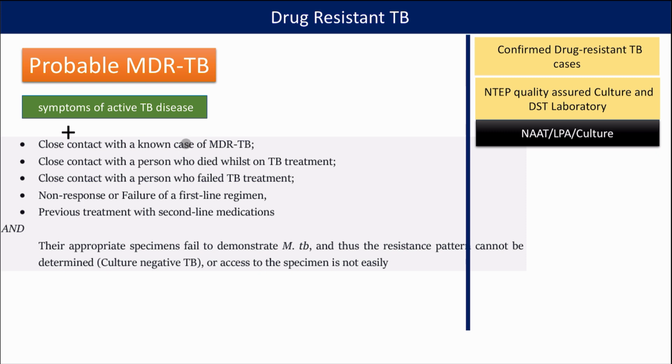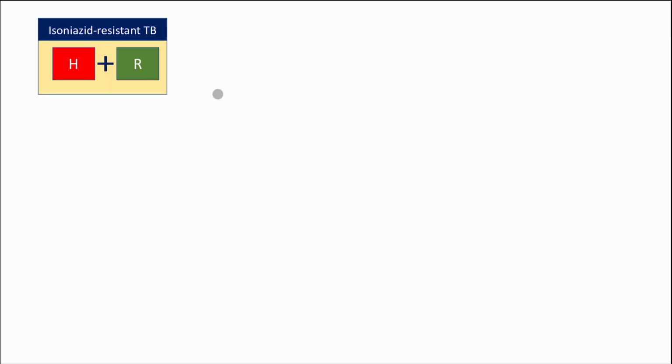Okay, so suppose this is a case of probable MDR TB. What is the investigation? The first line investigation here is your NAT, nucleic acid amplification test, followed by LPA, line probe assay, as well as culture, and we do liquid culture. Okay, so look here. Just now we told that there is drug resistant TB.